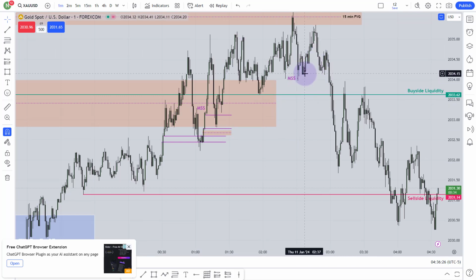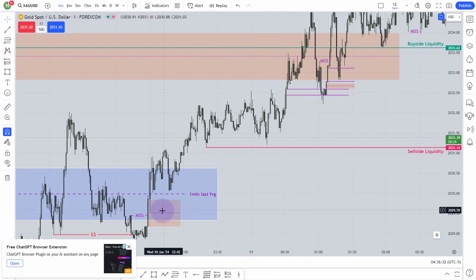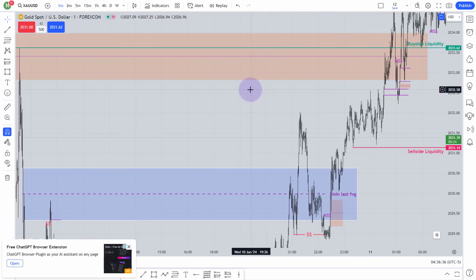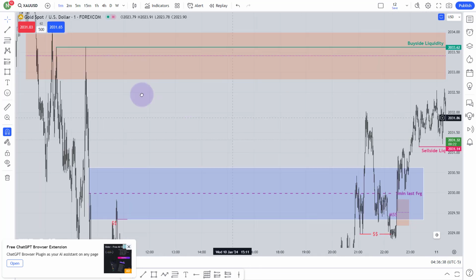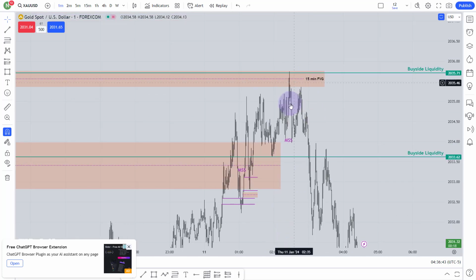Okay, I am just interested to take that sell because I have very clean sell side liquidity. Look over here. I was very much interested to take the buy over here because I have very clean buy side liquidity over here, relatively equal highs. So I'm interested to take that buy, and I'm interested to take that sell.